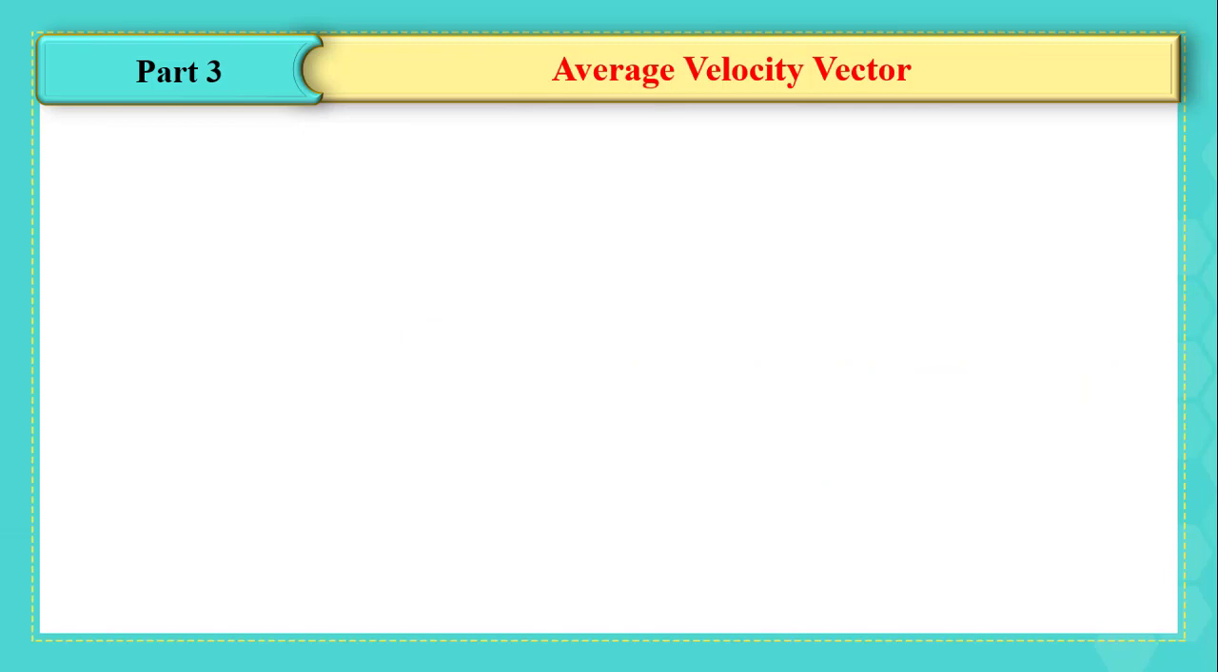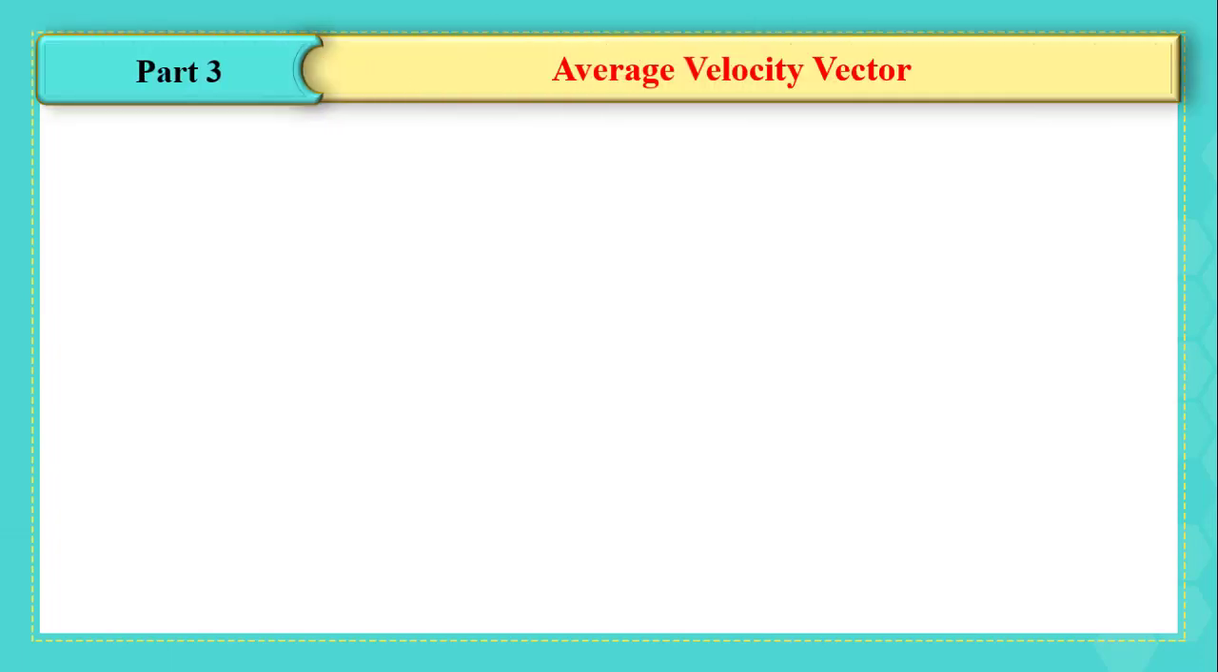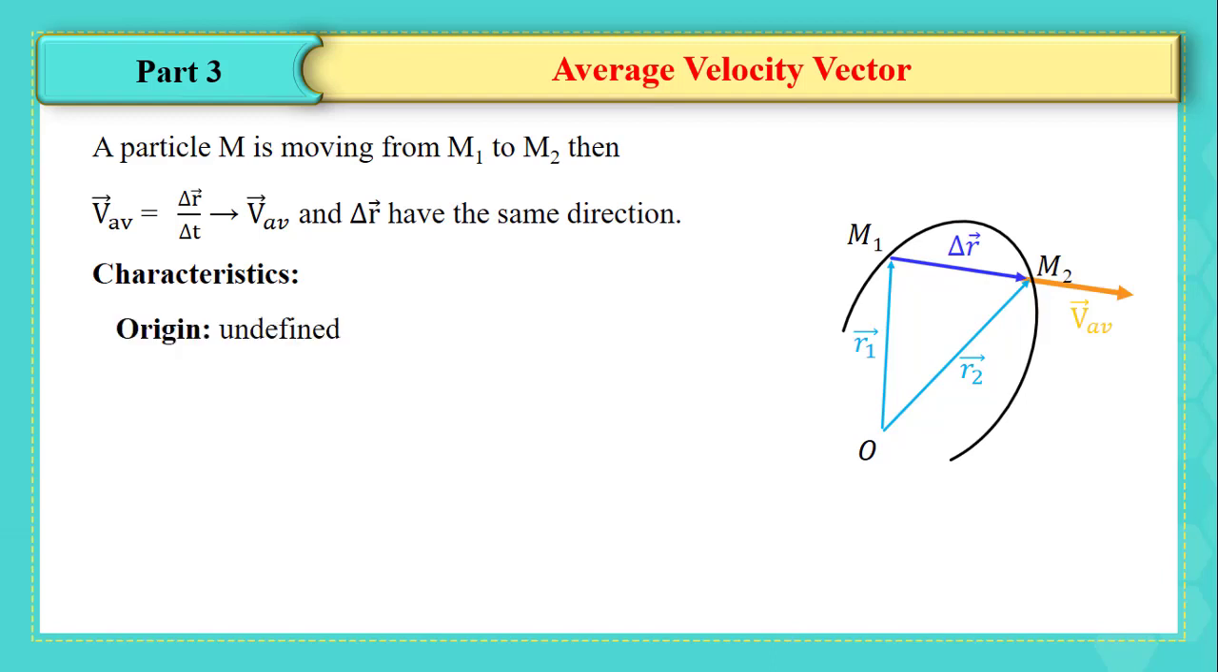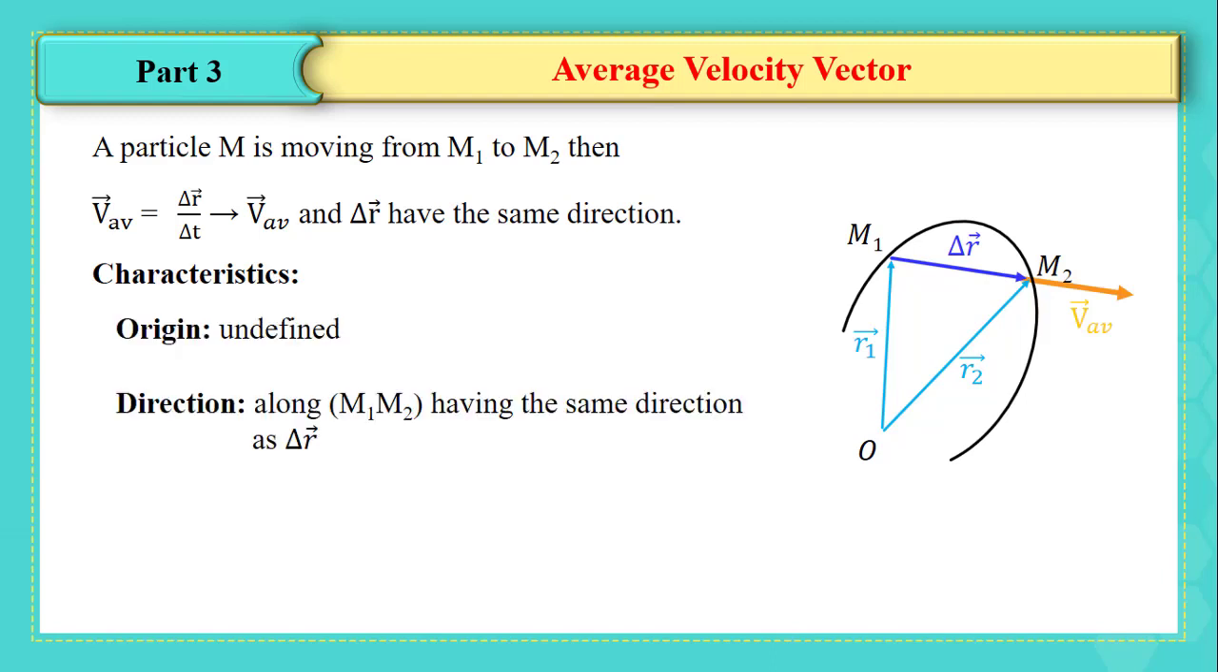What are the characteristics of the average velocity vector? A particle M is moving from M1 to M2, then V average is equal to delta r divided by delta t. Therefore, V average and delta r have the same direction. The characteristics are: origin is undefined. Remember that the direction indicates both direction and line of action. It is along M1M2 having the same direction as delta r, and its magnitude is the magnitude of delta r divided by delta t.